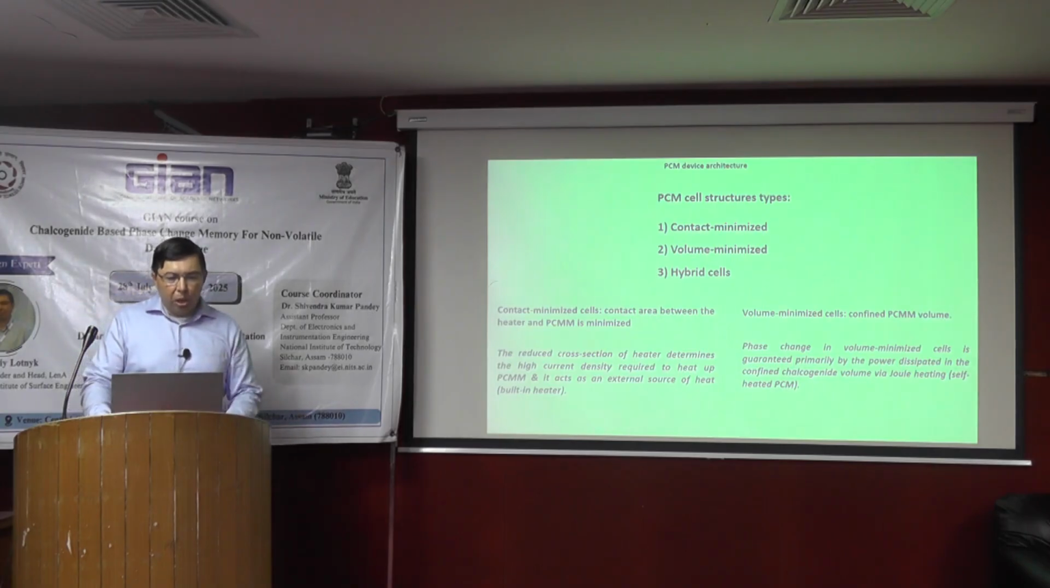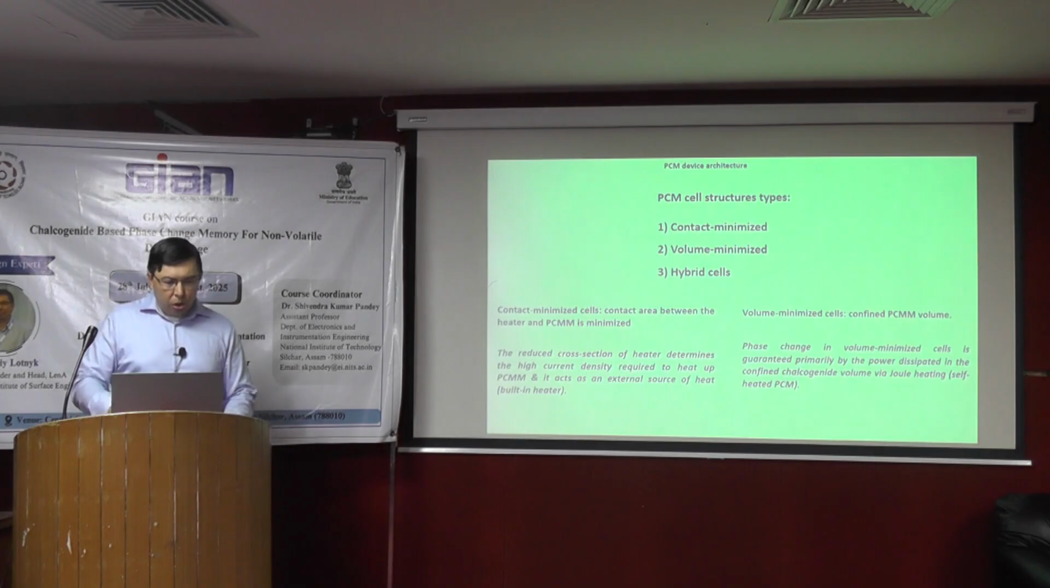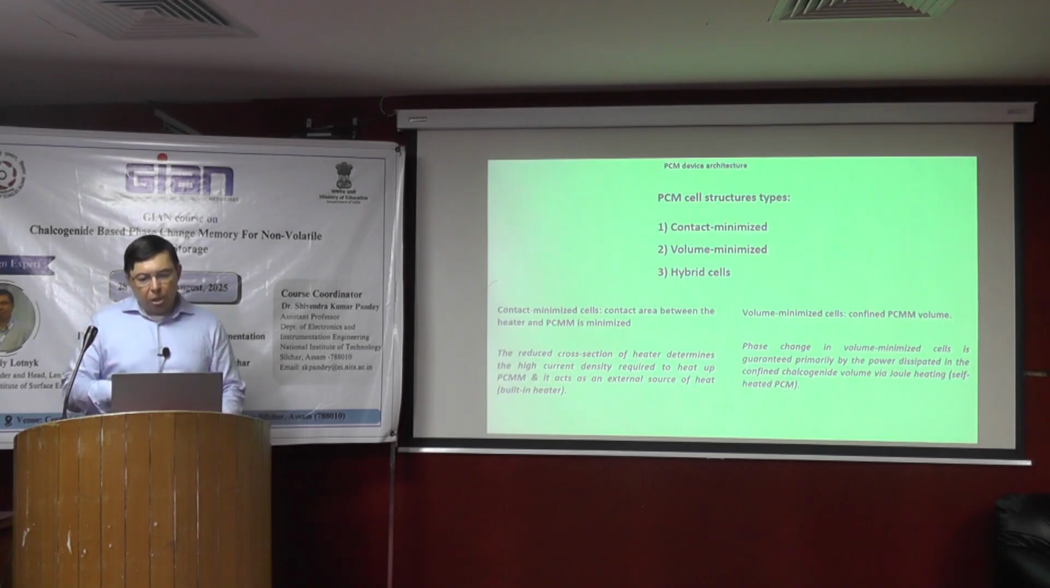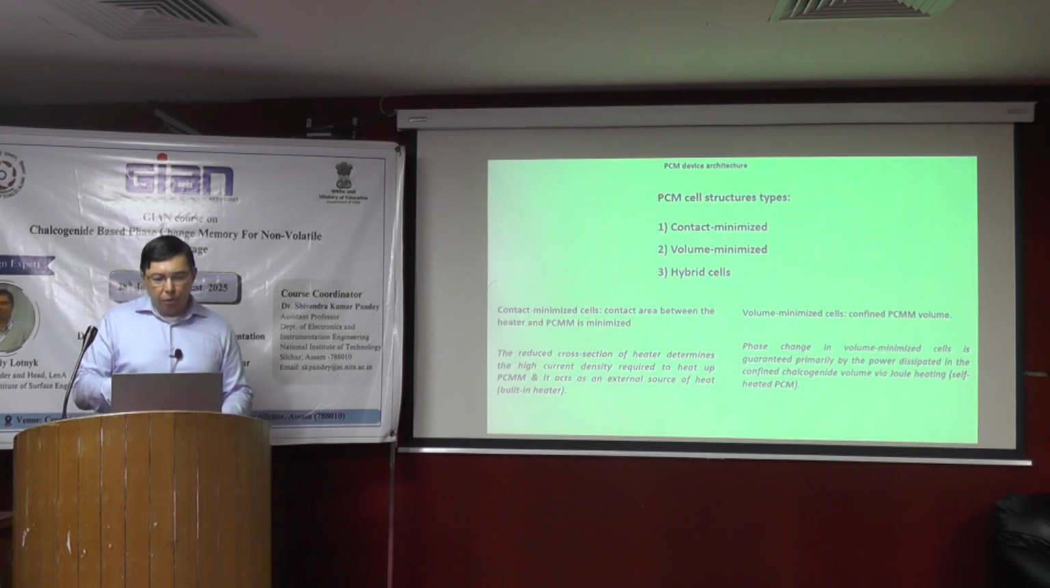In the contact minimized cell, the contact area between the heater and PCM is minimized. The reduced cross-section of the heater determines the high current density required to heat up the PCM, and it acts as the external source of heat, a built-in heater. Volume minimized cells, as I said, we confine the volume, and phase change in volume minimized cells is caused primarily by the power dissipated in the confined chalcogenide volume via Joule heating. These are self-heated cells.